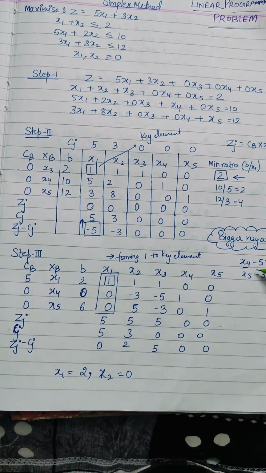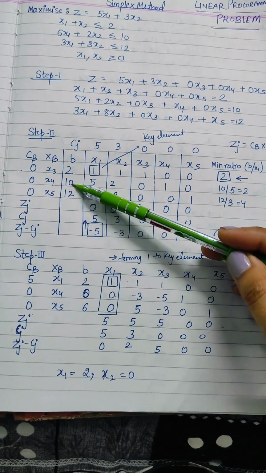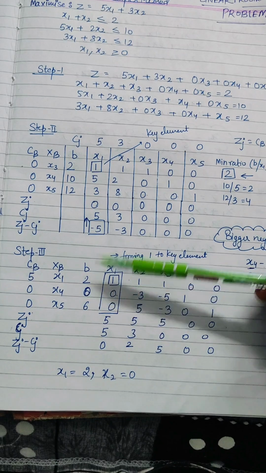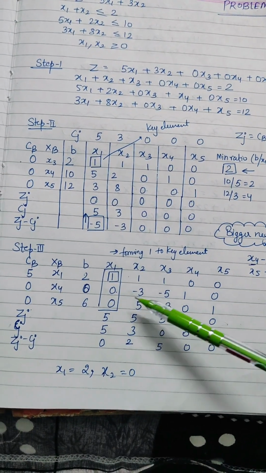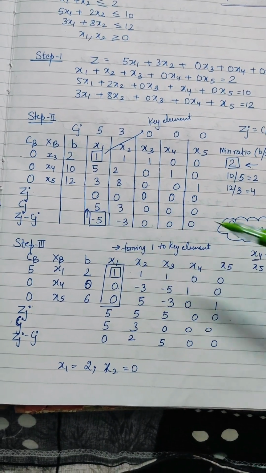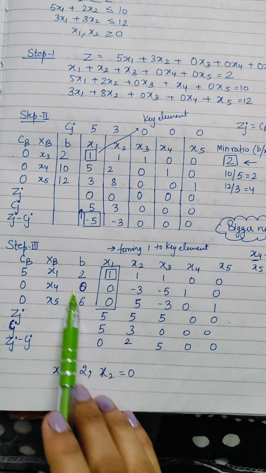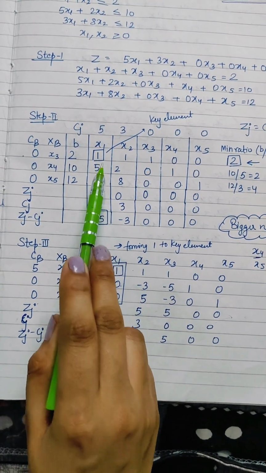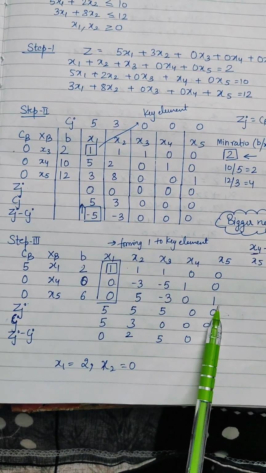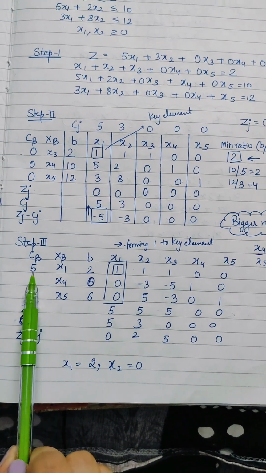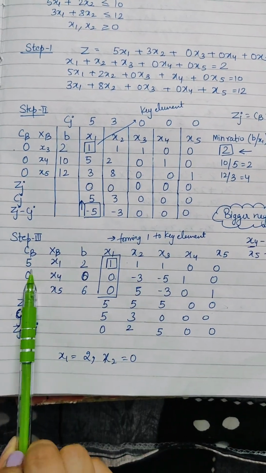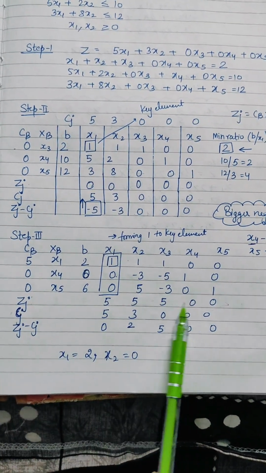Again do the same concept for the other numbers, like 10 minus 2 into 5 is 10, 10 minus 10 is 0. Similarly for 2, 0, 1, 0 we will get these numbers. Then for the x5 element we do x5 minus 3x1, because we multiply by the similar number, and then we will get 0. Do the same with the other numbers, then you will get your x5 row. Then similarly zj: cb into x1, cb into x1, cb into x1, summation of all numbers, cb into x2, summation of all numbers, then you get your zj.